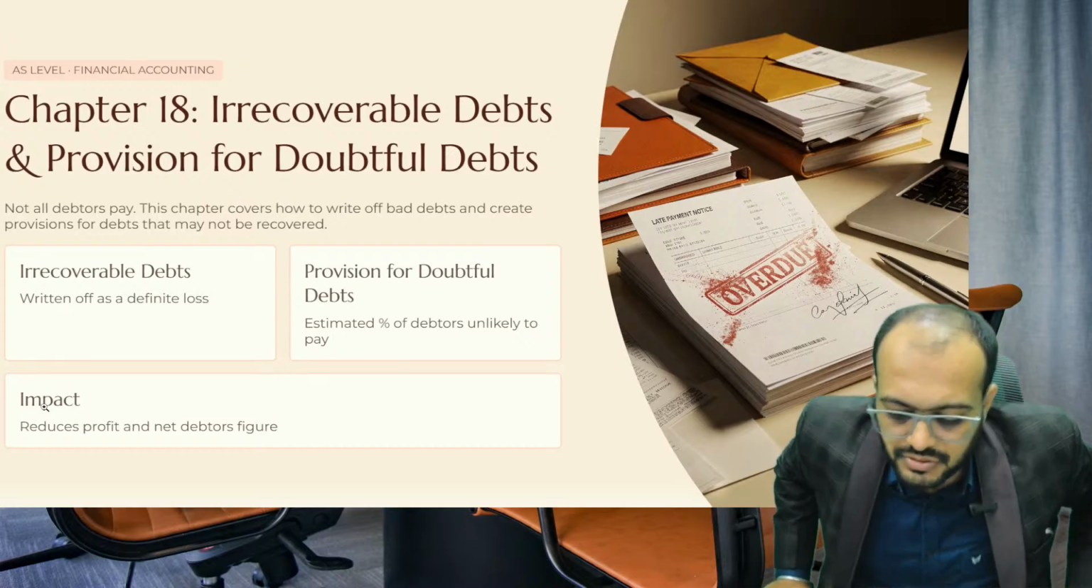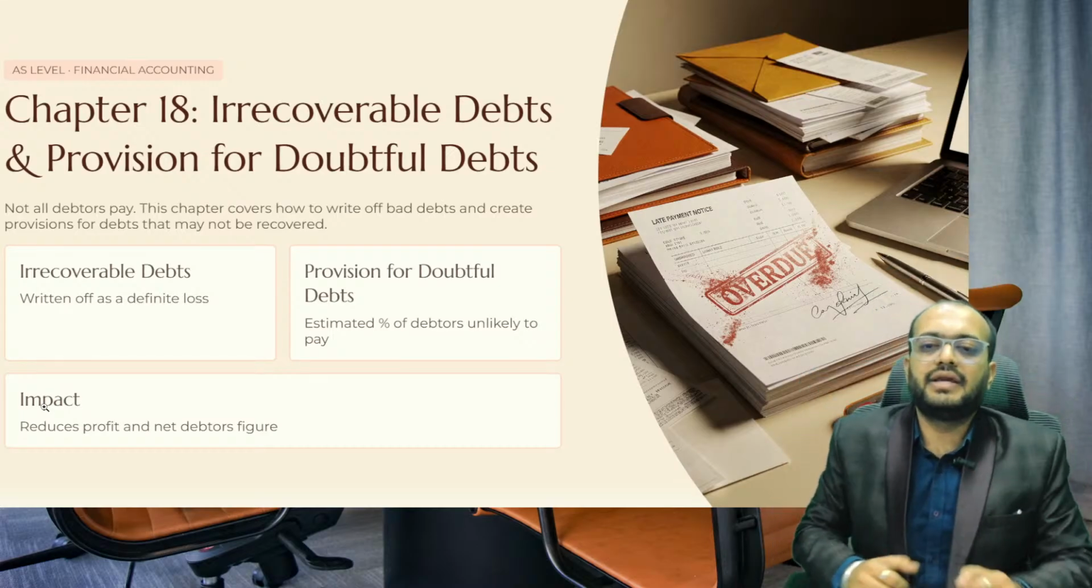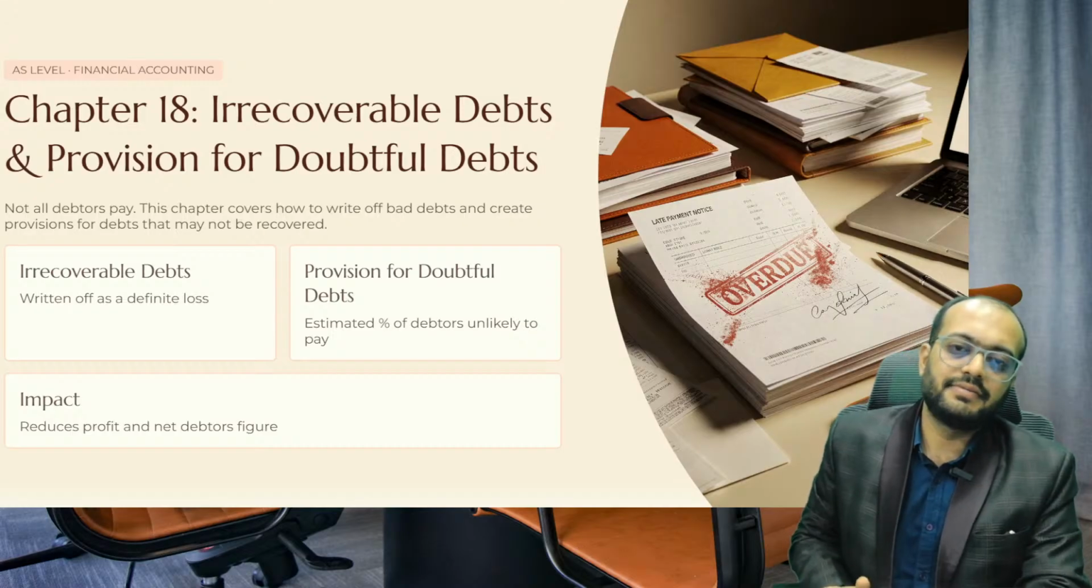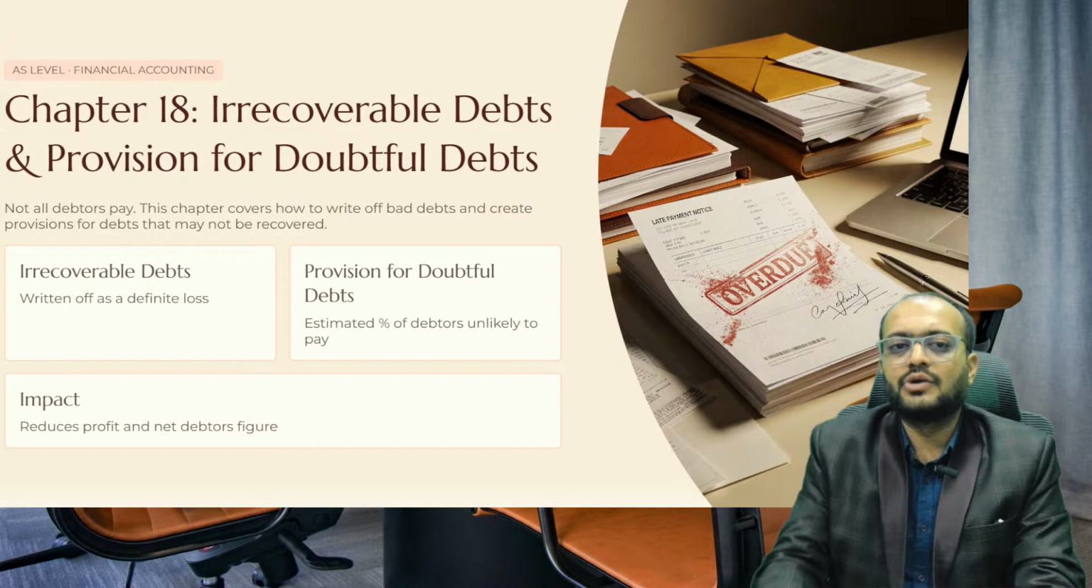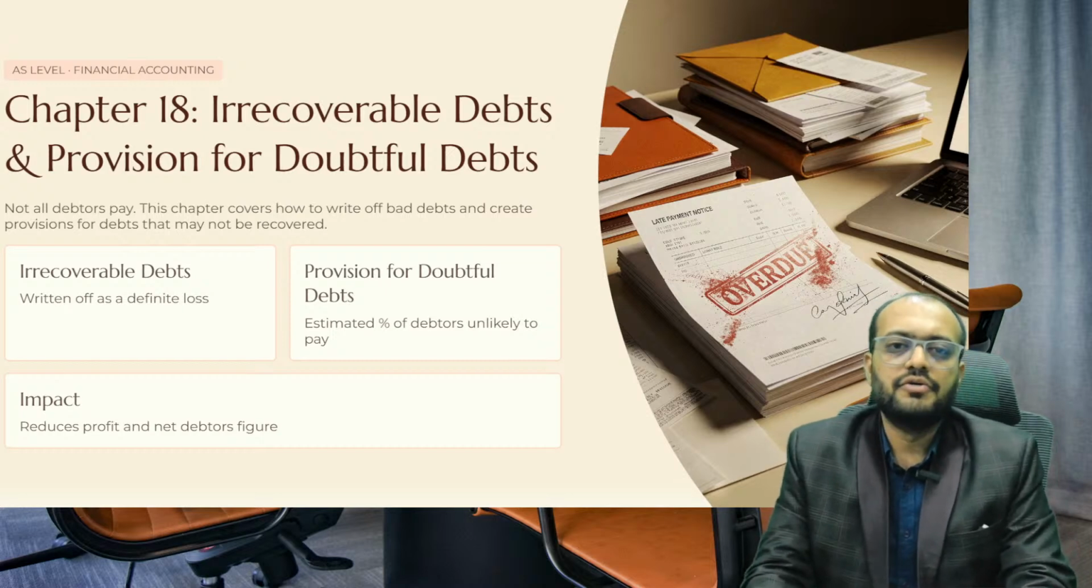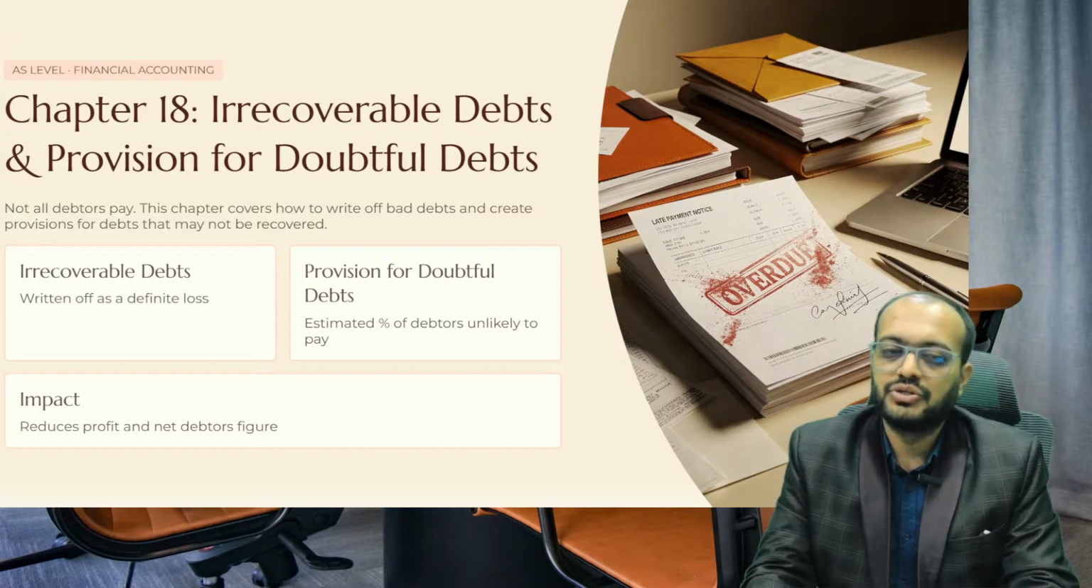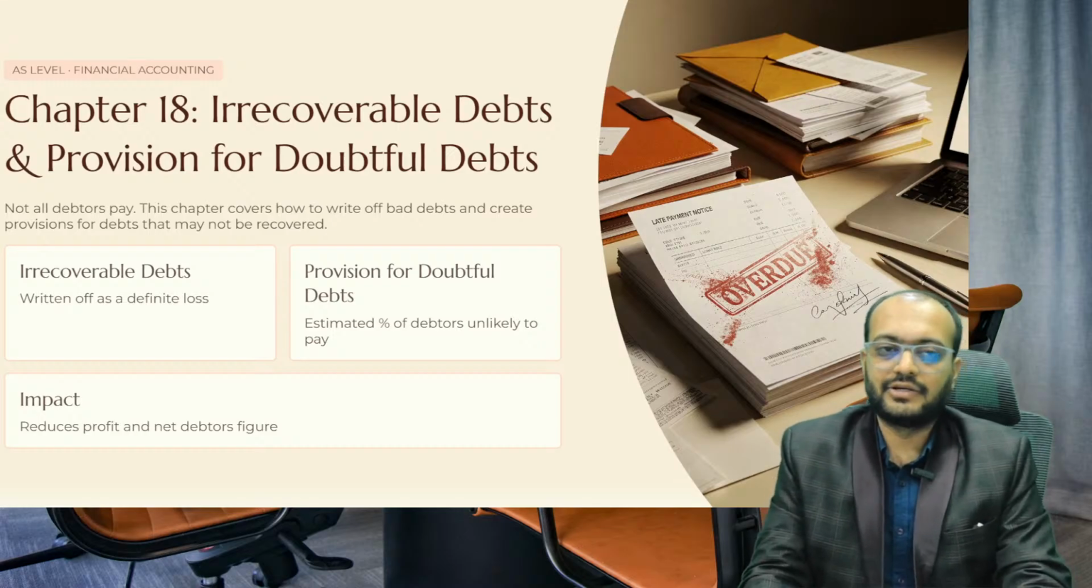Okay. Next, chapter number 18 is irrecoverable debts and provision for doubtful debt. Suppose we have to receive money from someone, but he became insolvent. Since he became insolvent, he is not capable of paying our money to us. So finally, we have to conclude that this money is not recoverable now, which is known as irrecoverable debts, or even bad debts. This topic is related to that part only.